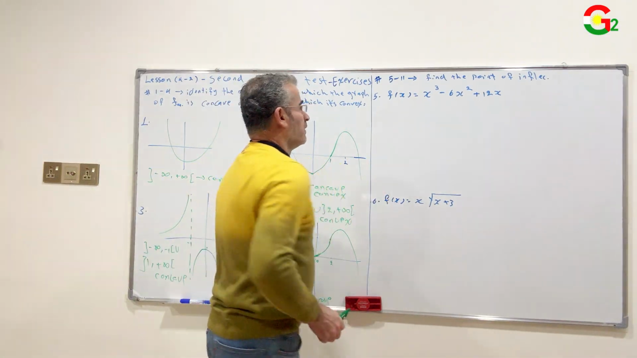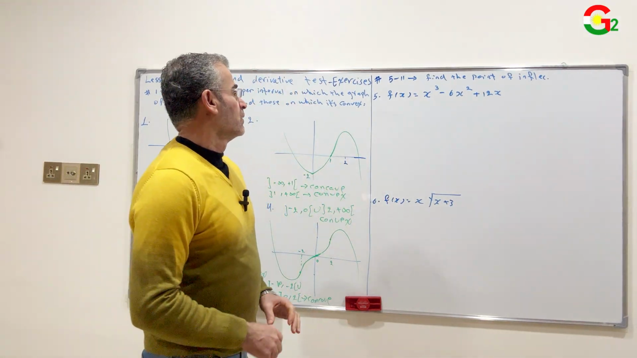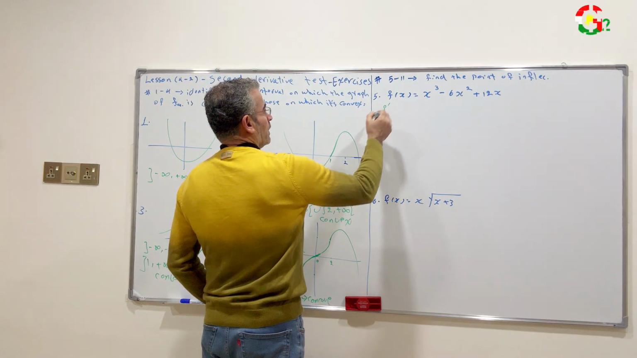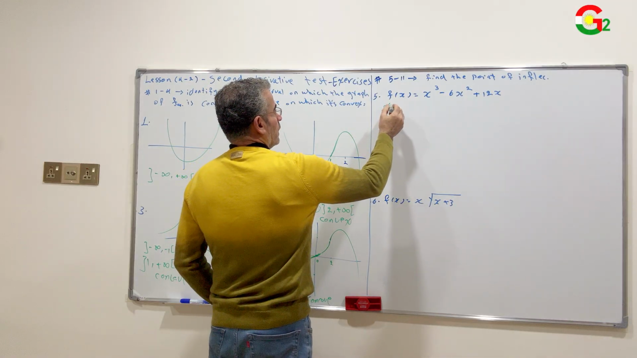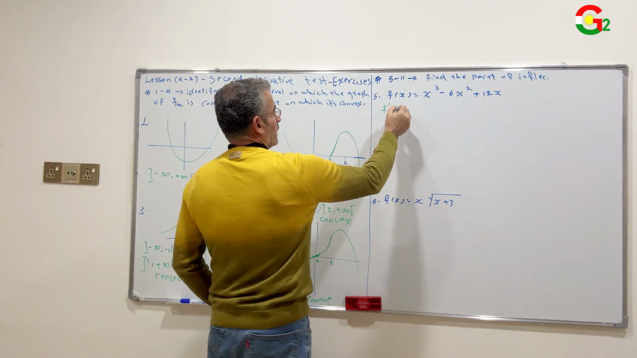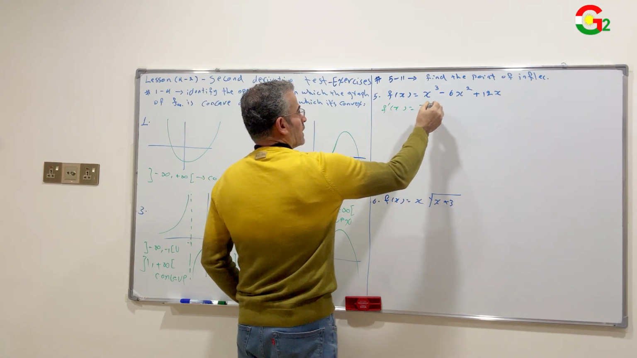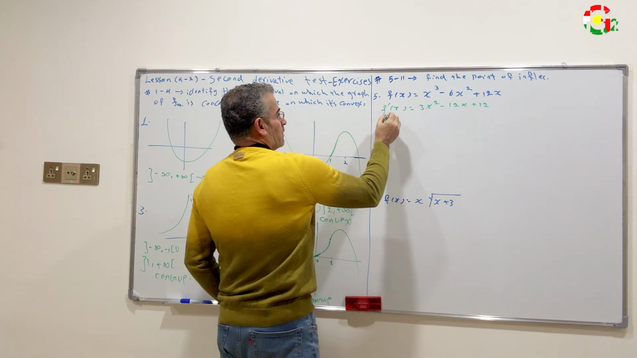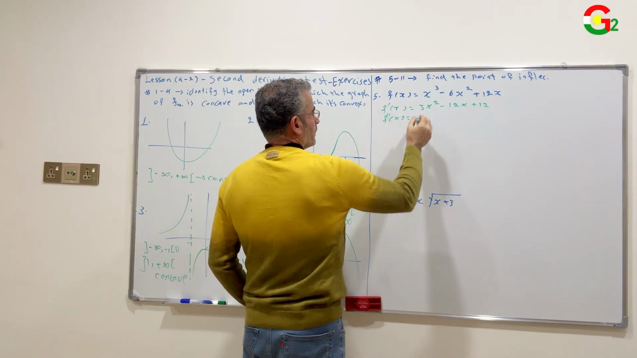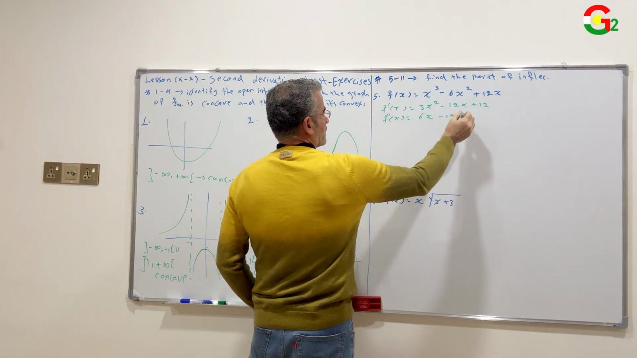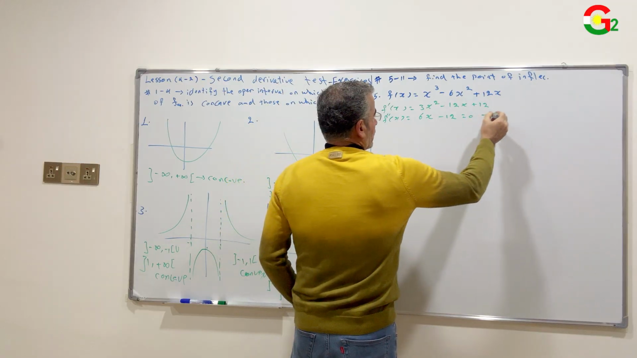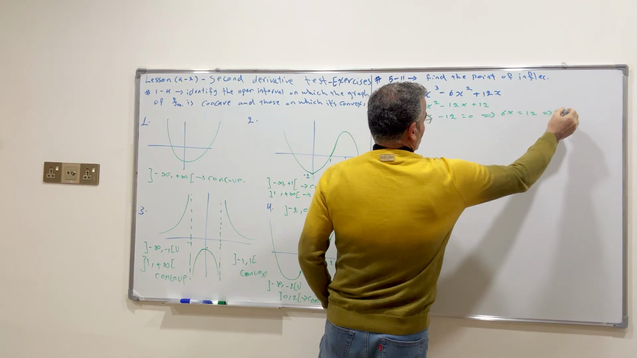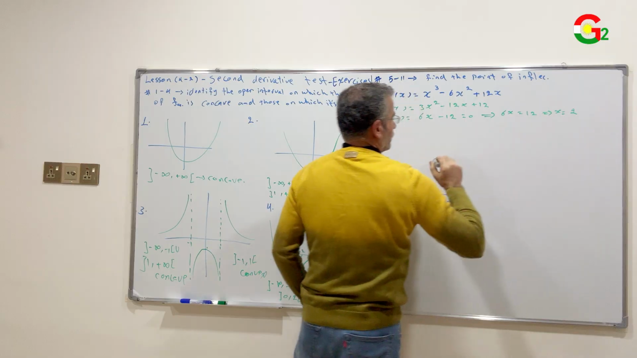Question number 5 to 11, find the point of inflection of the given function. First, we find the critical point. f prime of x equals 3x power 2 minus 12x plus 12. The second derivative is f double prime of x equals 6x minus 12. Set it equal to 0. Then find the value of x. 6x equals 12. Then x equals 12 over 6 equals 2.